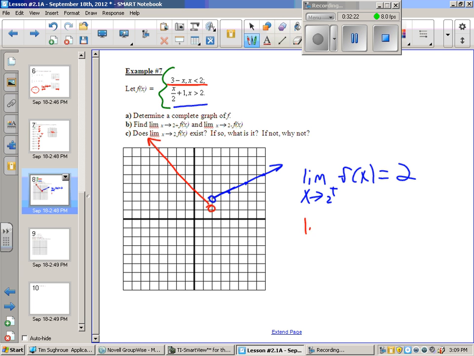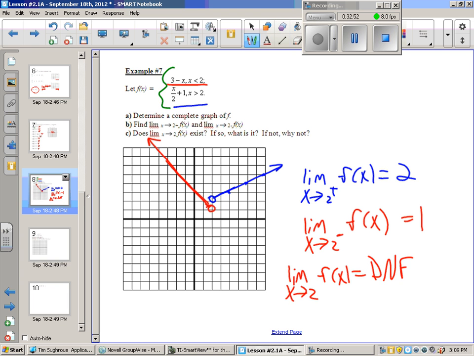However, the limit as x approaches 2 from the left of this function, I'm getting closer and closer to 2 from the left. The y value is getting closer and closer to 1. Since the left-hand limit does not equal the right-hand limit, there is no limit. So the limit as x approaches 2 of this function is, you can write DNE for does not exist. It's acceptable on the AP test as well.